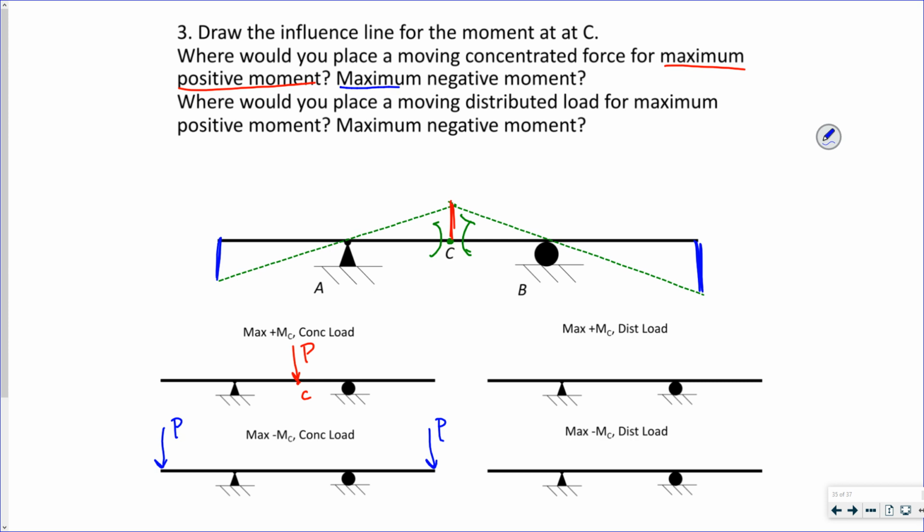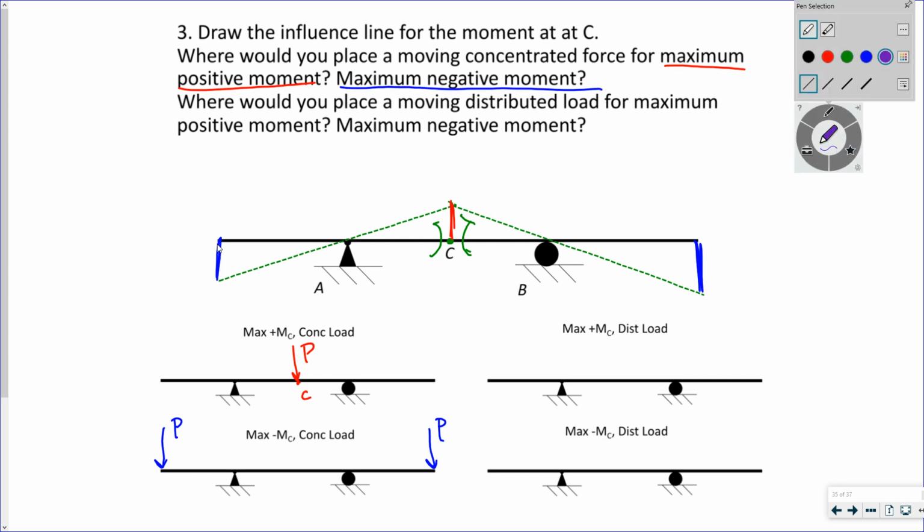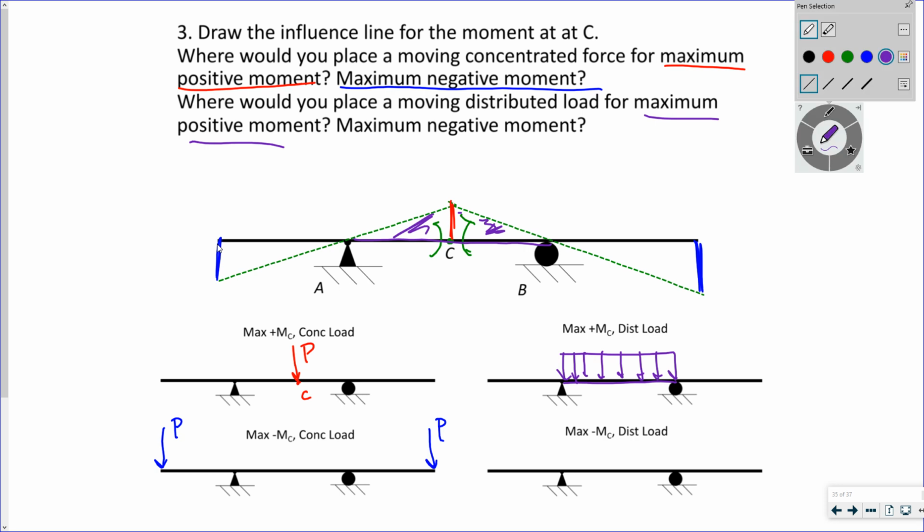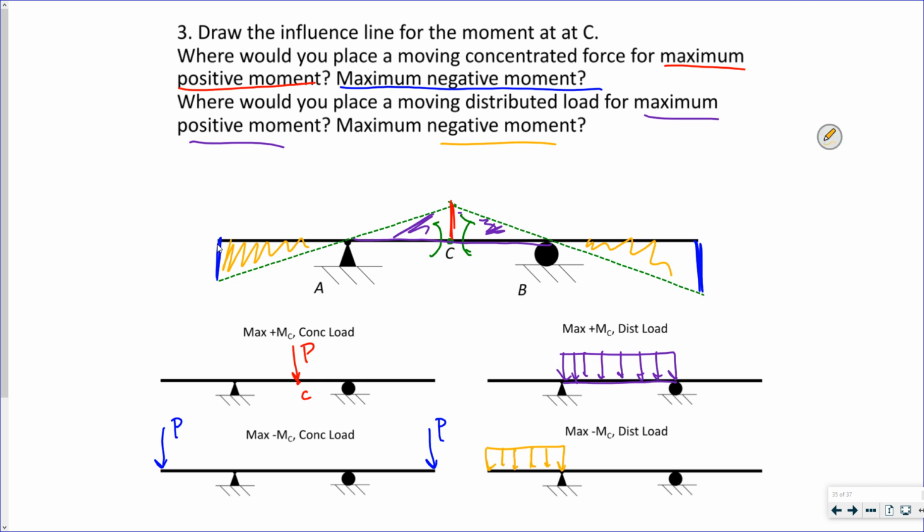Where would I apply a moving distributed load for maximum positive moment? I'd apply it along this length because that would be the area of my maximum moment. So I would apply it along this length between the two. What about maximum negative moment? Oh, probably over on the outer edges. That would result in a maximum negative bending moment at the point C.